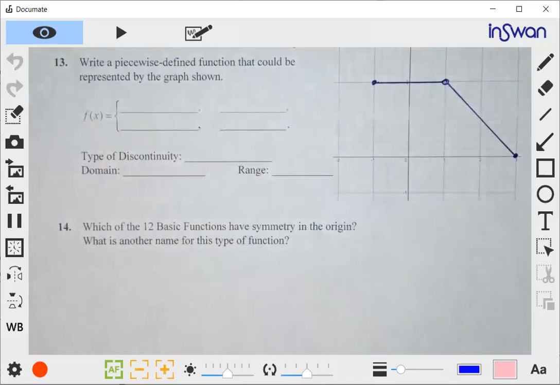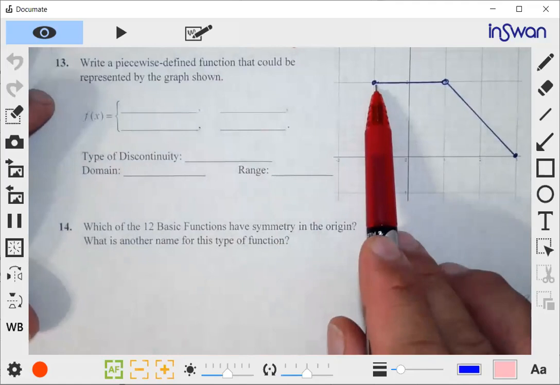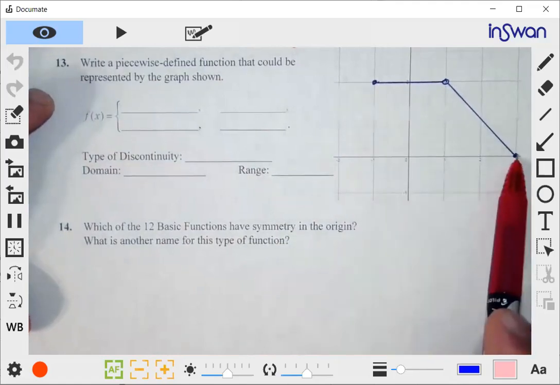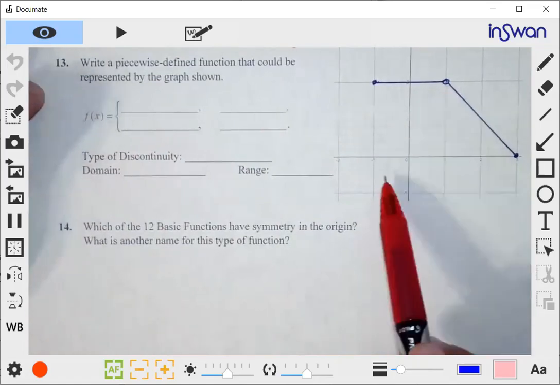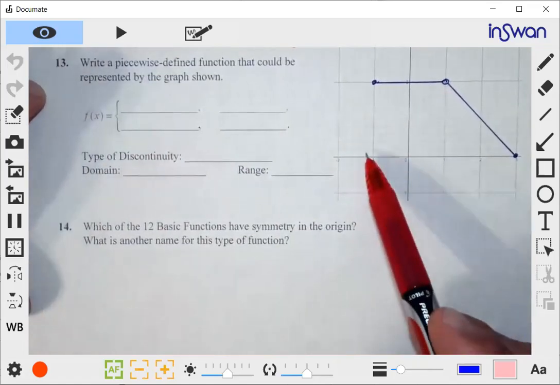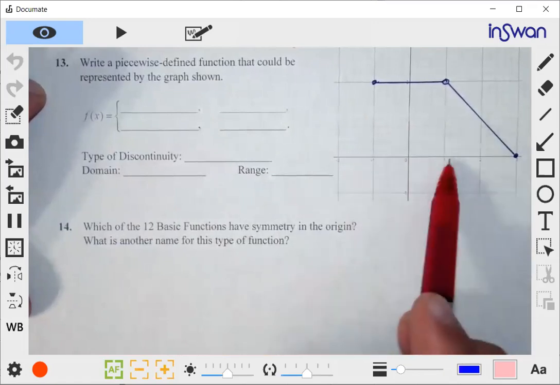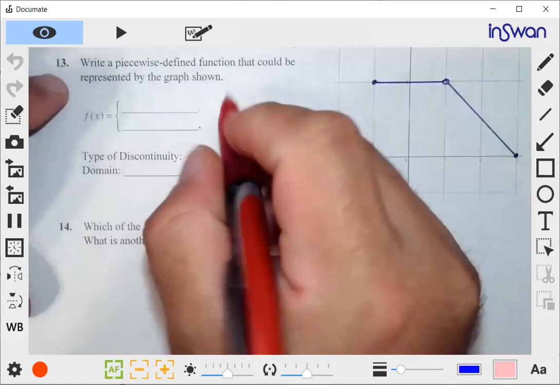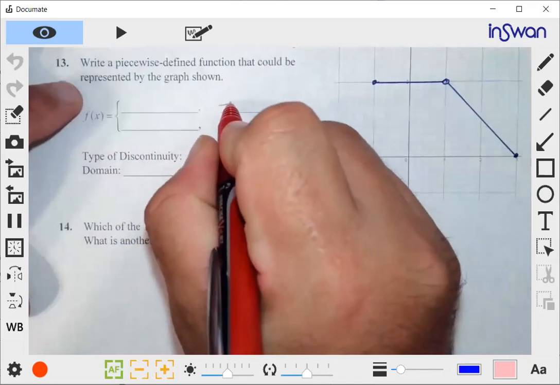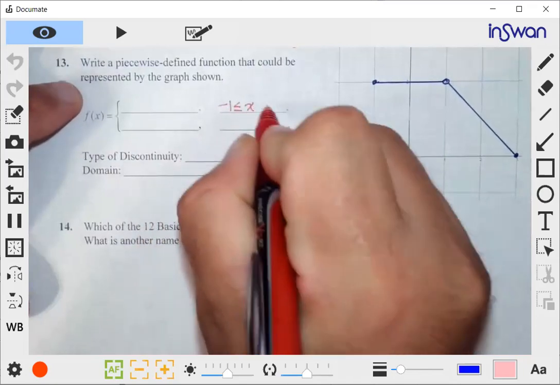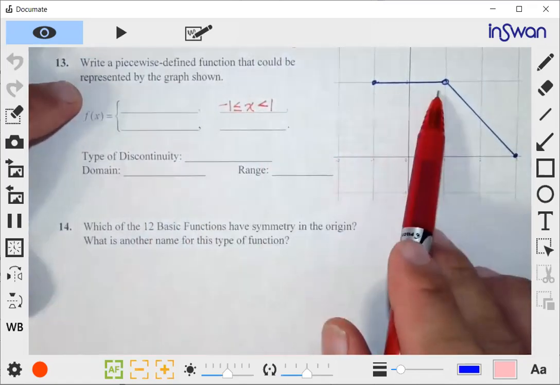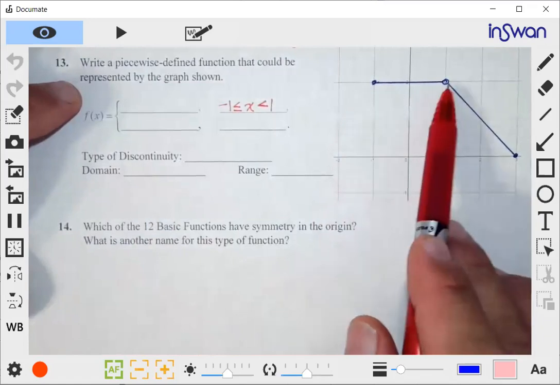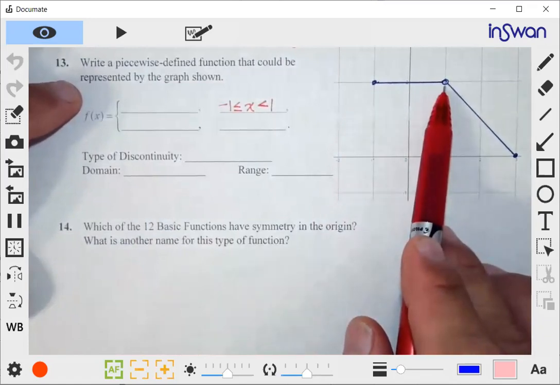So I find it easier to talk about the domain first. And notice that we have a closed circle here, we have a closed circle here, and we have an open circle here, right? It's a little bit difficult to read this domain on the print copy that I have, but we'll go ahead and say that we have from -1 all the way to +1 for the left part. -1 inclusive, +1 exclusive.